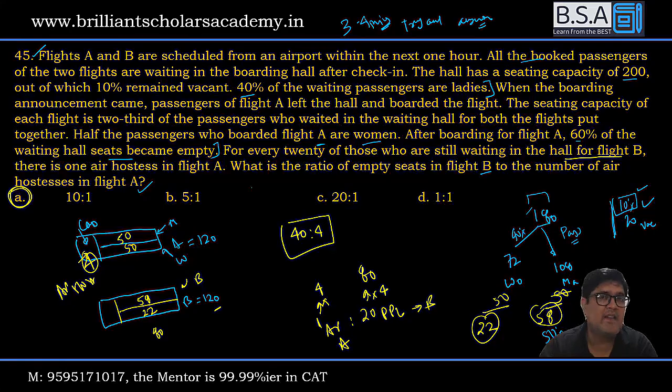This is what CAT is doing nowadays. Put in a lot of convoluted information, but the calculations are so simple. You need to stay focused. You must stay focused on your target, that I am not going to make silly calculation mistakes. If I have to read the question twice, if I have to read the information twice, do it. Don't give up, don't make mistakes.